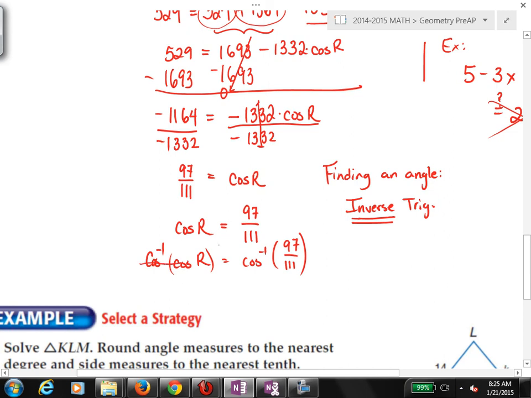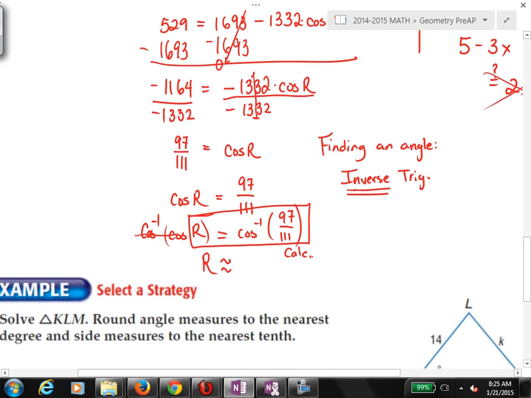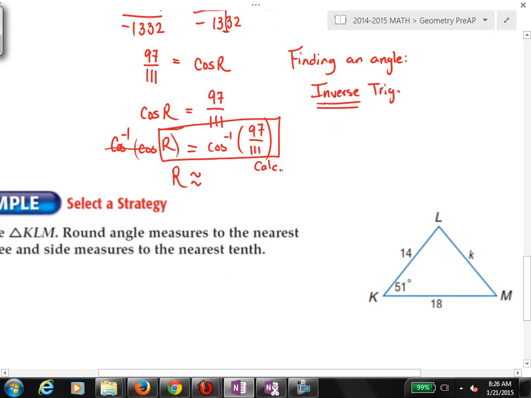That way these two cancel. Now once again, this is the exact answer for r right here that you see the equal sign. Just let me box it in all the way to r. But I want the approximation using your calculator. And this is where it's very important that you make sure that your calculator is in degree mode. Okay.